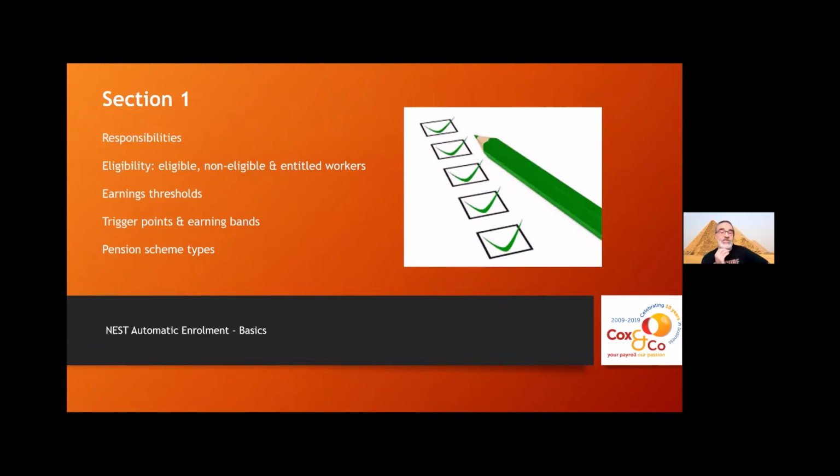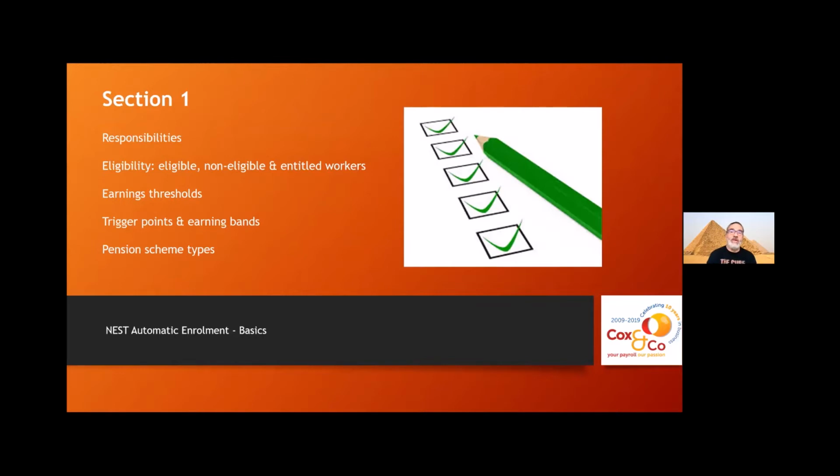So section 1 is looking at the responsibilities, the eligibility, eligible, non-eligible, entitled workers, terms that you will have heard time and time again, but do you know what they are and their relevance to the process? What are the earnings thresholds? Again, earnings thresholds are a very important part of automatic enrolment. Trigger points and earnings bands, and pension scheme types.